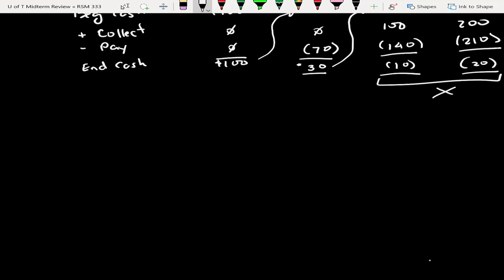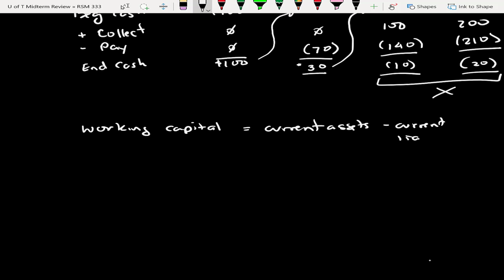Now that we've talked about the importance of working capital ratios, let's go over what a couple of them are. Working capital is equal to current assets minus current liabilities. There are a lot of different types of these current assets and liabilities. The ones we tend to focus on are accounts receivable, and current liabilities tends to be accounts payable, and also current assets would be inventory.